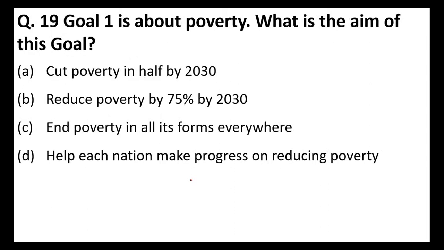Goal 1 is about poverty. What is the aim of this goal? Cut poverty in half by 2030, reduce poverty by 75%, end poverty of all forms everywhere, help each nation make progress in reducing poverty. So they're saying it is something about poverty, but what is the final aim of this?